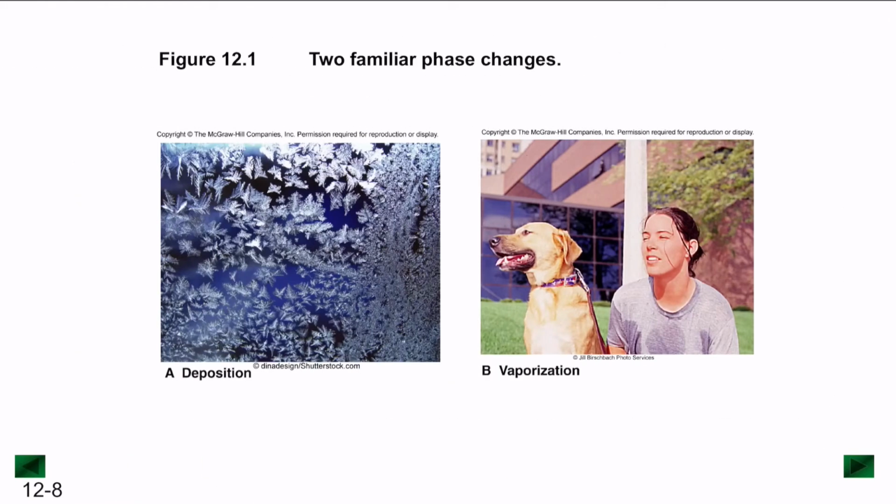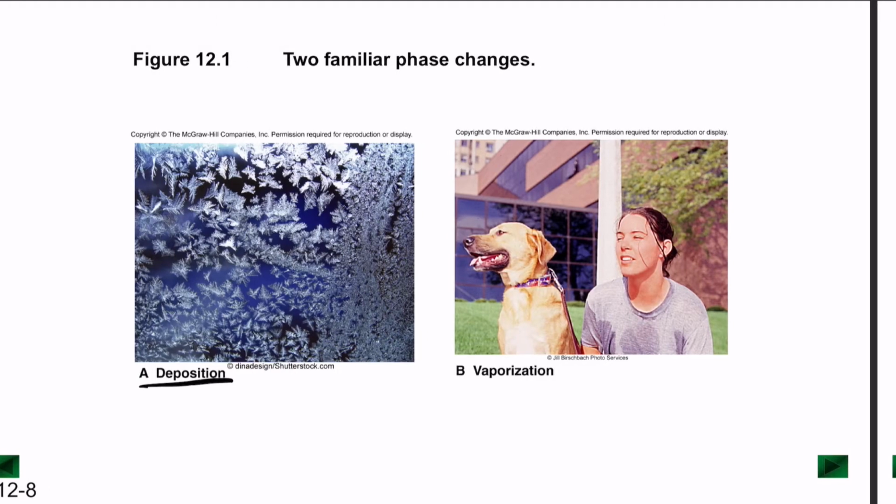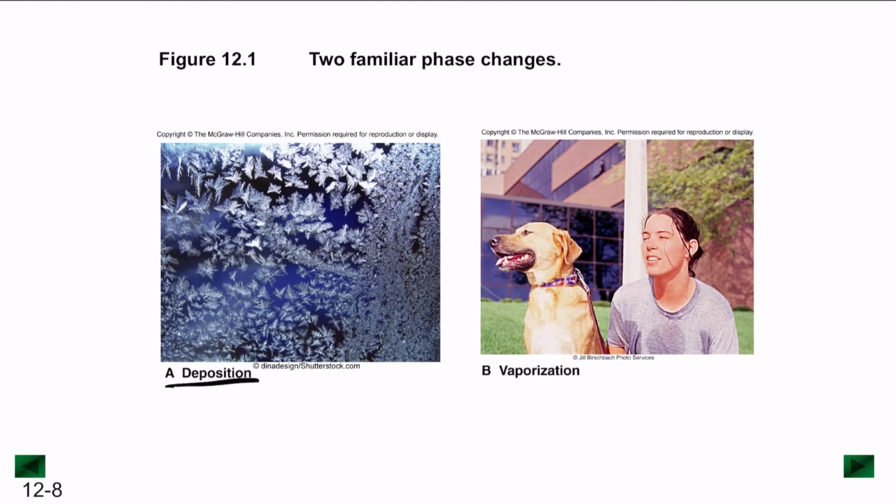Let's take an example of two familiar phase changes. One of them is deposition. An example of deposition is a snowy day. On a snowy day, you're actually noticing that the water vapor in the air is directly converted into ice particles, which come down to the earth as snow. So snow is a good example of deposition because the water vapor is being converted directly into ice.